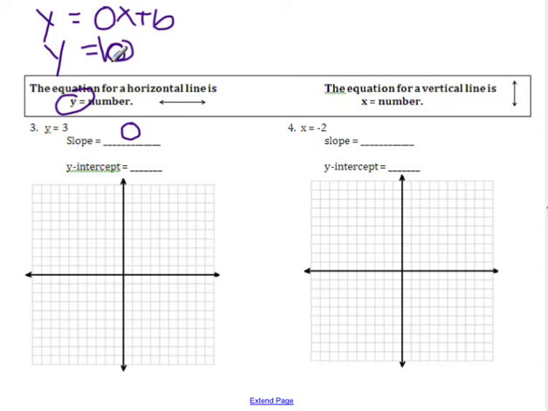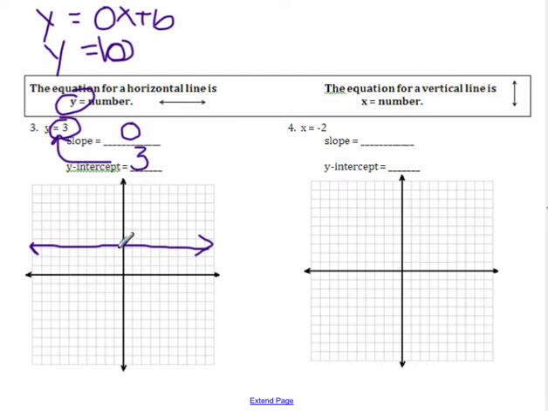So the y-intercept has to be 3. When you draw a horizontal line, your y-intercept is whatever this number is. So we're going to draw a horizontal line through y is equal to 3. All I did was find 3 on the y-axis, and then I drew a horizontal line through it.